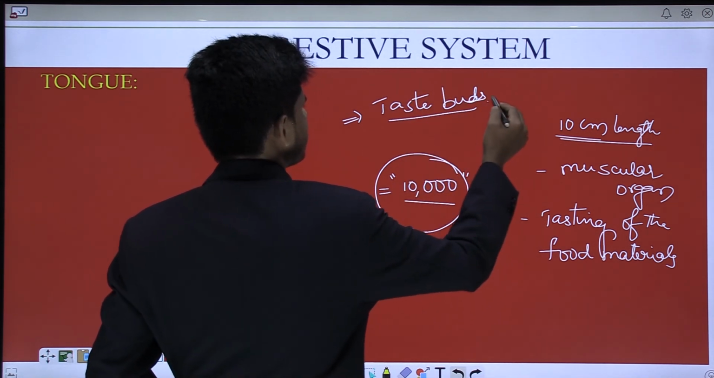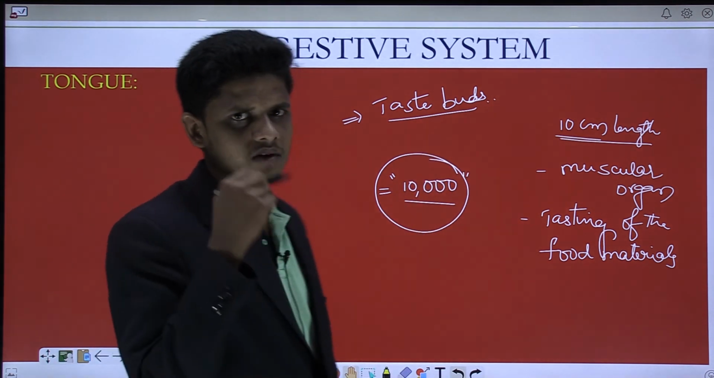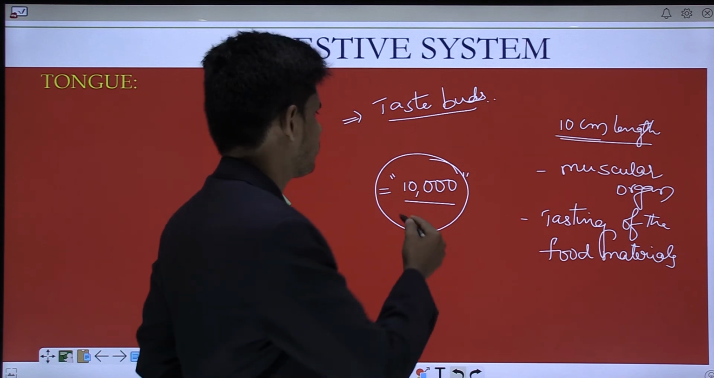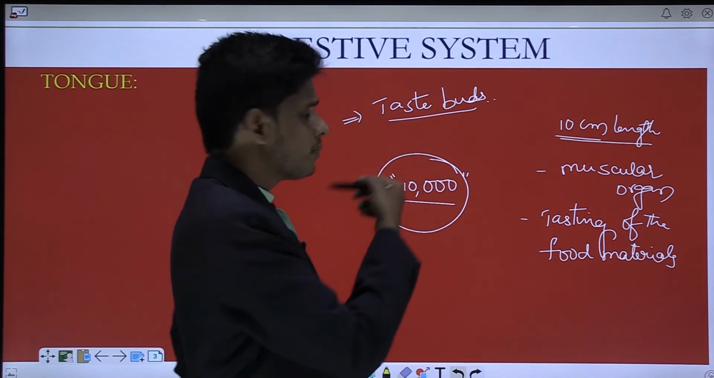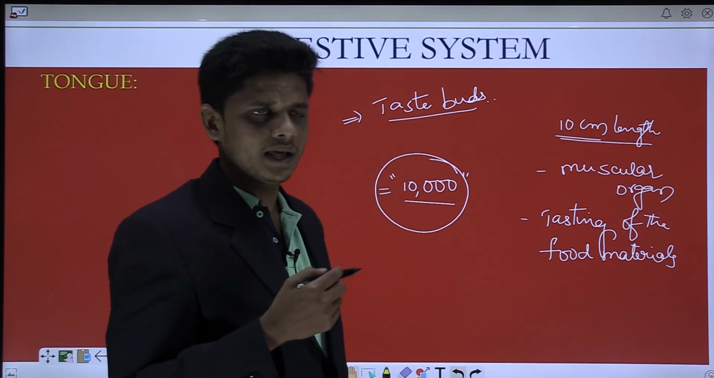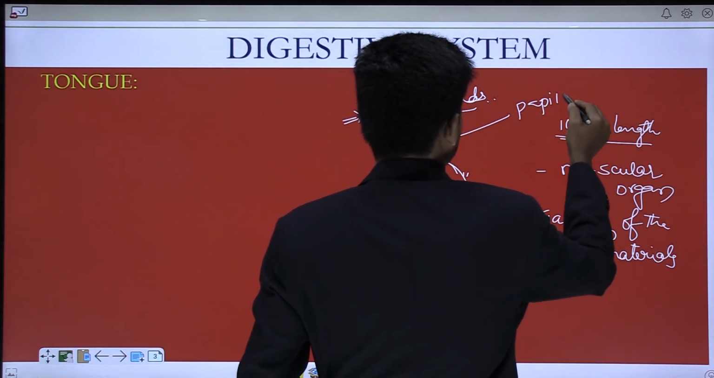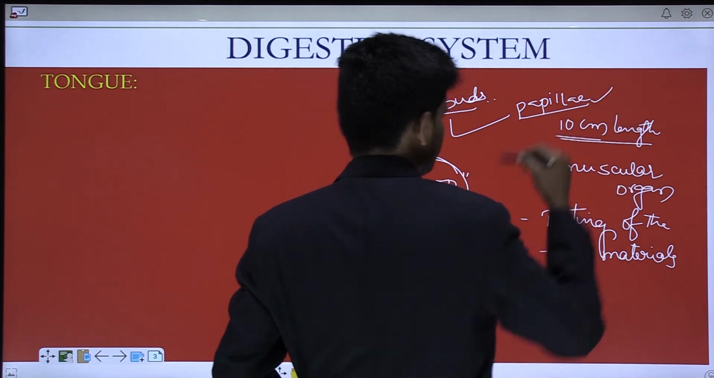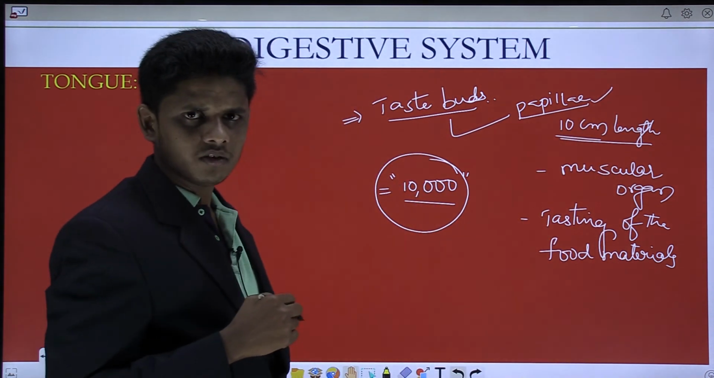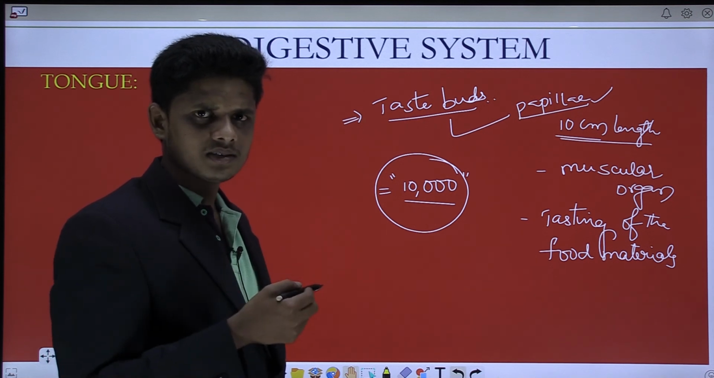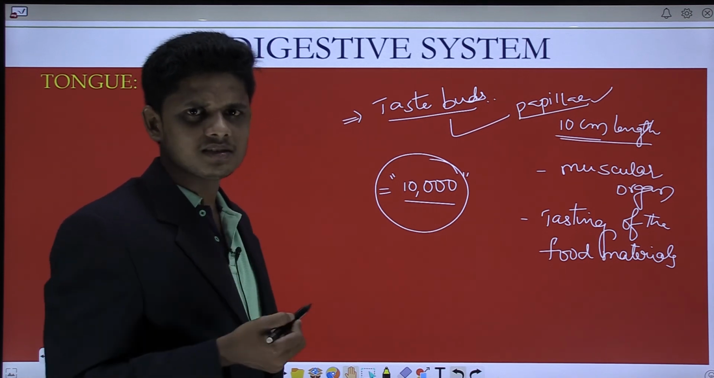These taste buds are present on the surface of the mouth, and they can identify about 10,000 tastes. Such taste buds are nothing but papillae. These are also called papillae. It also senses some other, unique tastes.